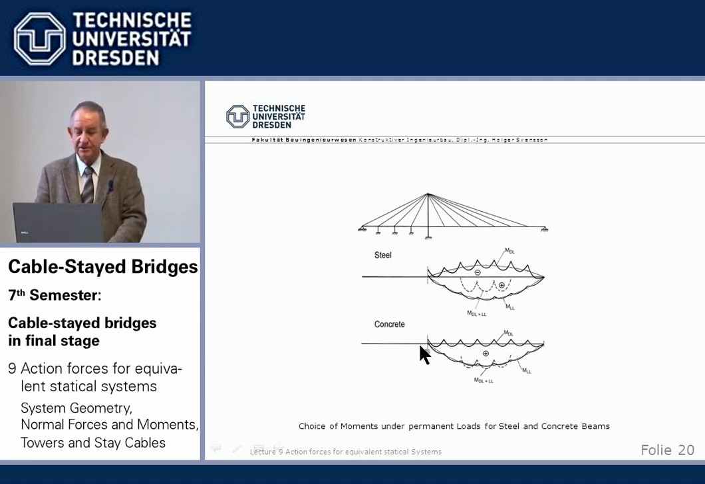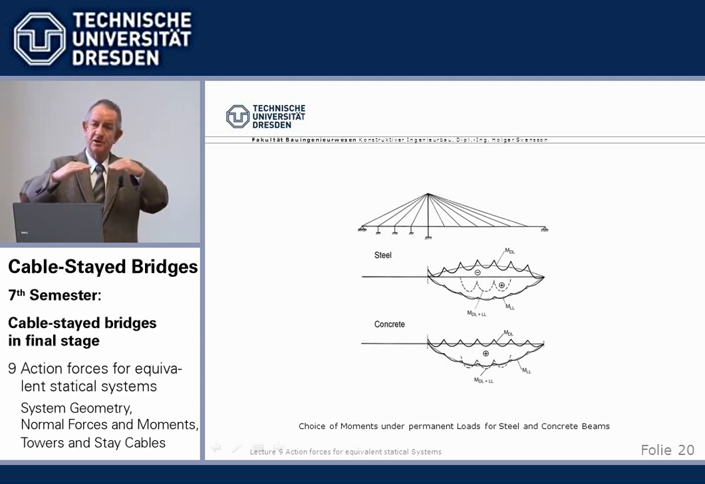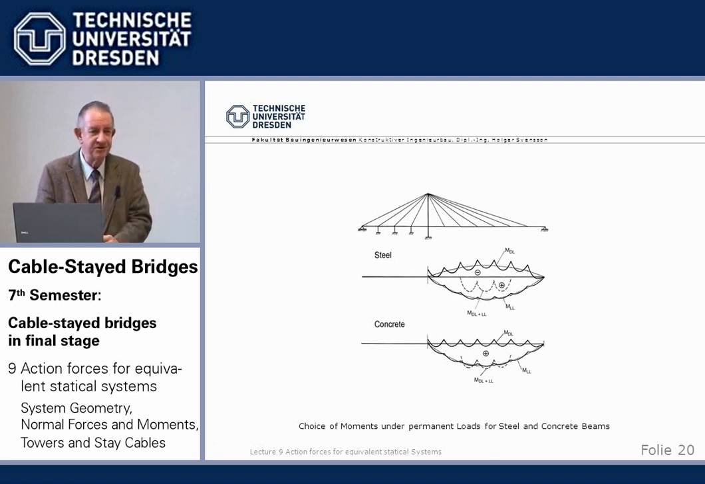We use really the moments of a beam rigidly supported at the cable anchor points. Why? Because every moment we choose here freely, we come to that in the next lecture, will creep to this stage. I'm confident you've learned all that in concrete structures, creep of concrete. So we must find a system for permanent loads which doesn't creep away, and just believe me, it's the system which is rigidly supported at the cable anchor points. We come to that later.